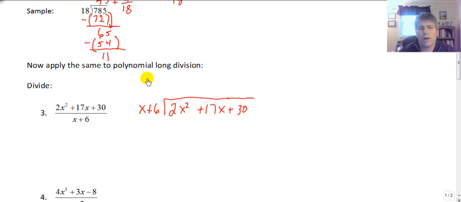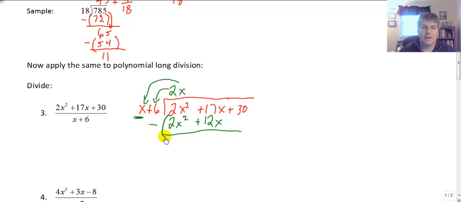And as we did before, when we said how many times does 18 go into 785, we're going to start with just the first term here. We're going to just start with the x and say how many times does x go into 2x squared? Well, x goes into 2x squared 2x times. And then we'll multiply back. So we have 2x times x is 2x squared, but we also have to multiply the 2x times the 6. And 2x times 6 is 12x.